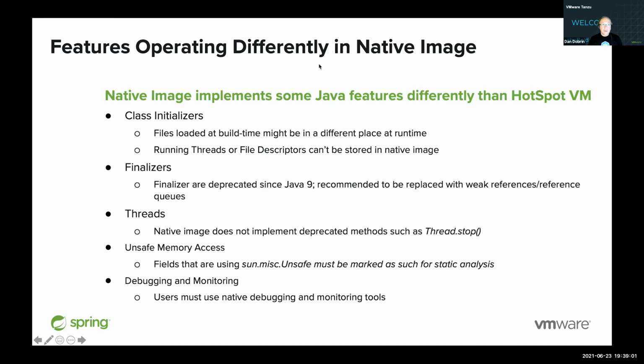Now, features which are operating differently in native images. When we looked at initialization and compared build time versus runtime, we could see that native image implements some features in a different way than the HotSpot VM. Class initializers might run at build time, in a different place than at runtime. Running threads cannot be loaded or stored. Finalizers are deprecated since Java 9, and it was already recommended to replace them with weak references or reference queues. Native images do not implement deprecated methods such as Thread.stop, nor unsafe memory access. And last is debugging and monitoring: you have to use native debugging and monitoring tools.